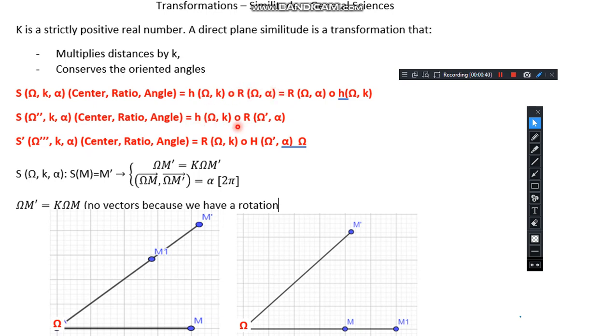However, if h and r have different centers, you're going to have a similitude with a different center omega, but the same ratio k of the homothety and the same angle. And in that case, h ∘ r is not the same as r ∘ h. In r ∘ h, you're going to have another similitude, same ratio k and same angle alpha, but also a different center omega.